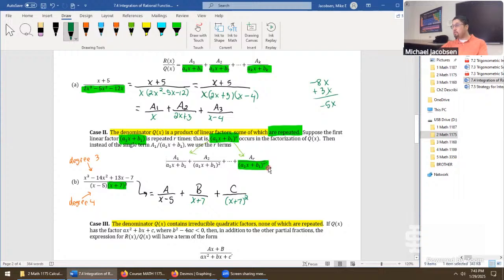We go all the way up to the rth power, and in our problem r is 3. So we just need one more term to finalize this. We'll go plus D divided by (x + 7) to power 3. So again, that 3 there is playing the role of r in this theorem above.